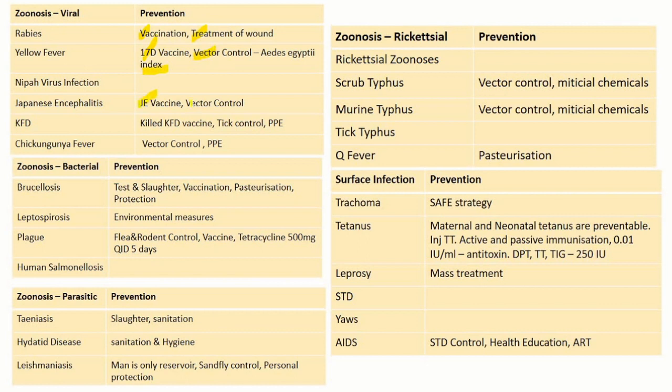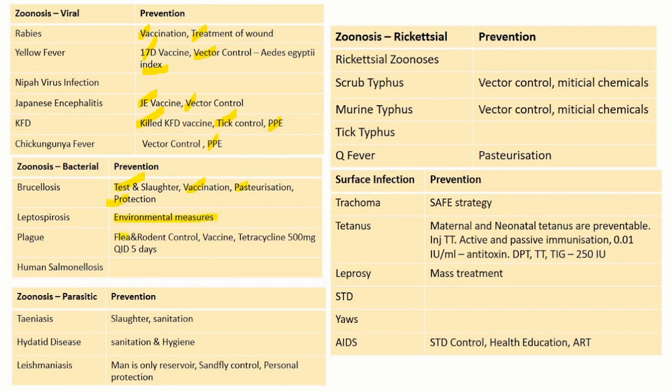Japanese encephalitis, JE vaccine, which is given in the endemic districts of India. Vector control. Killed KFD vaccine for KFD, tick control and personal protective equipment. For chikungunya fever, vector control and PPE. Brucellosis, test and slaughter will prevent the brucellosis-affected animals from getting slaughtered. Vaccination, pasteurization and protection. Leptospirosis can be prevented by environmental measures.